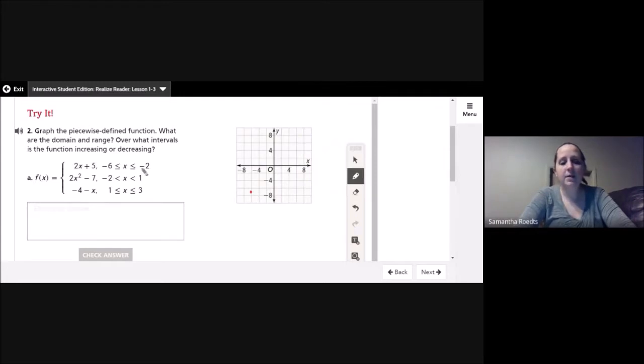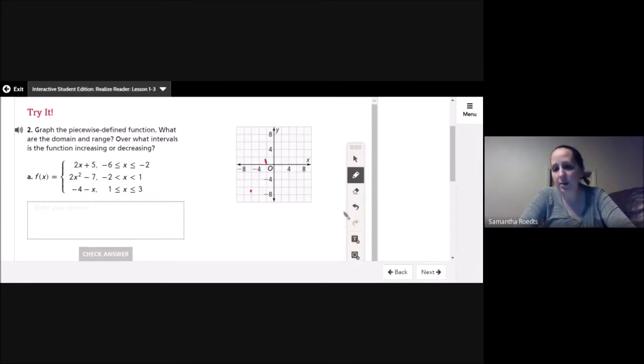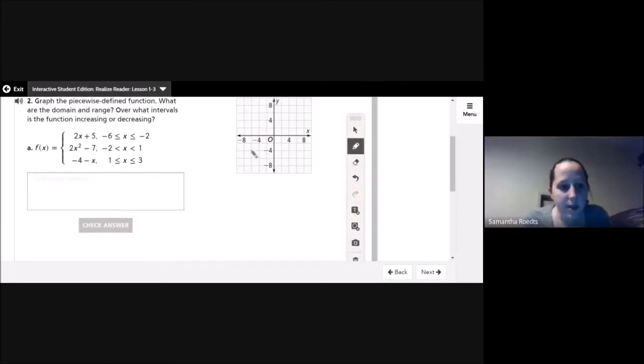Okay. And then I'm going to substitute in -2. So 2 times -2 is -4. -4 plus 5 is 1. So at -2, right around here. Okay. So when I'm going to graph this, we said for -6, it was around -7, which is right about there, and then around 1. Okay, and then I'm going to create a line from here to here. Okay.